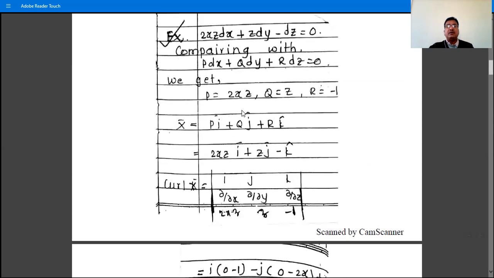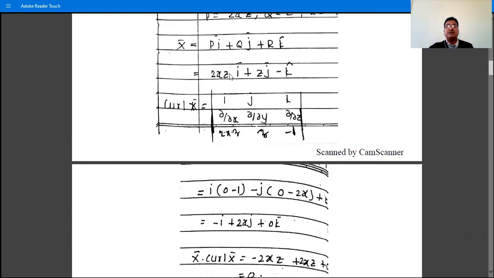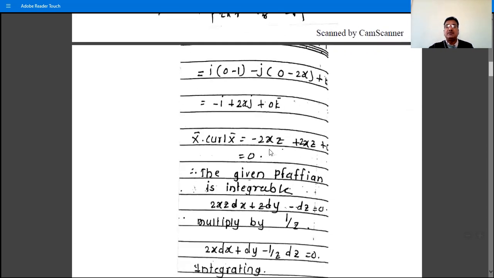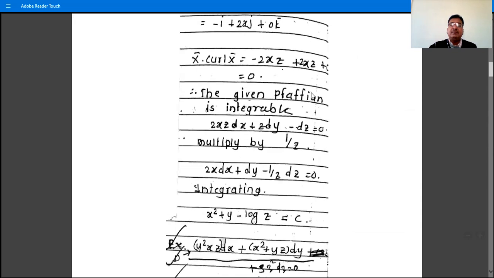And then x̄ dot curl x̄. The dot product of these two vectors is the multiplication of the coefficient of i, that is 2xz into minus 1, meaning minus 2xz, plus z into 2x, that is 2xz, plus minus 1 into 0 is 0. And so the answer is what? Minus 2xz plus 2xz is 0, and therefore the given Pfaffian differential equation is integrable.